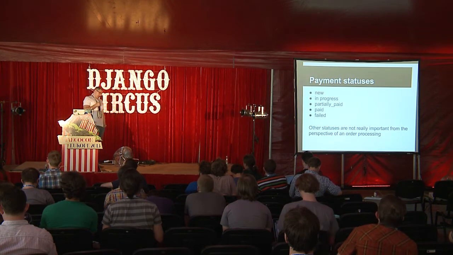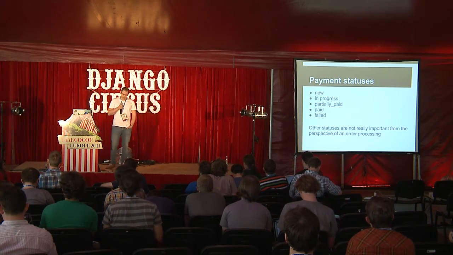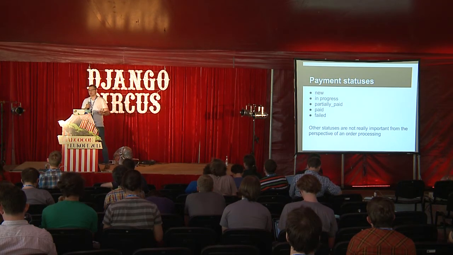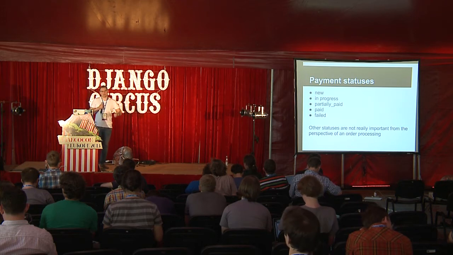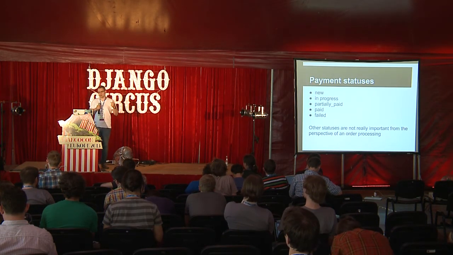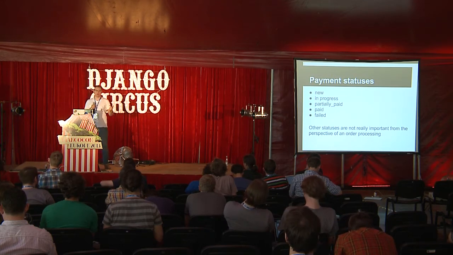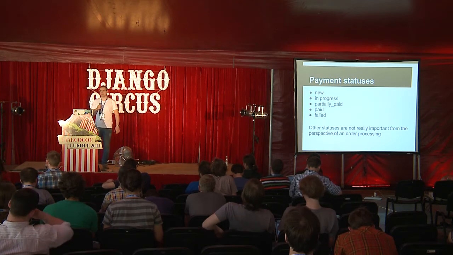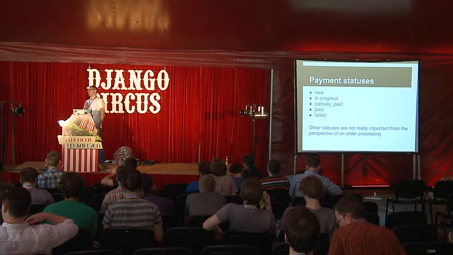So what are the payment statuses? GetPaid tries to cover all the statuses with which it owns. So why? Because it's simple, and simplicity is a good thing. So the payment can be new, can be in progress, can be paid or partially paid, and can be failed. And nothing more interests us from the side of Django.